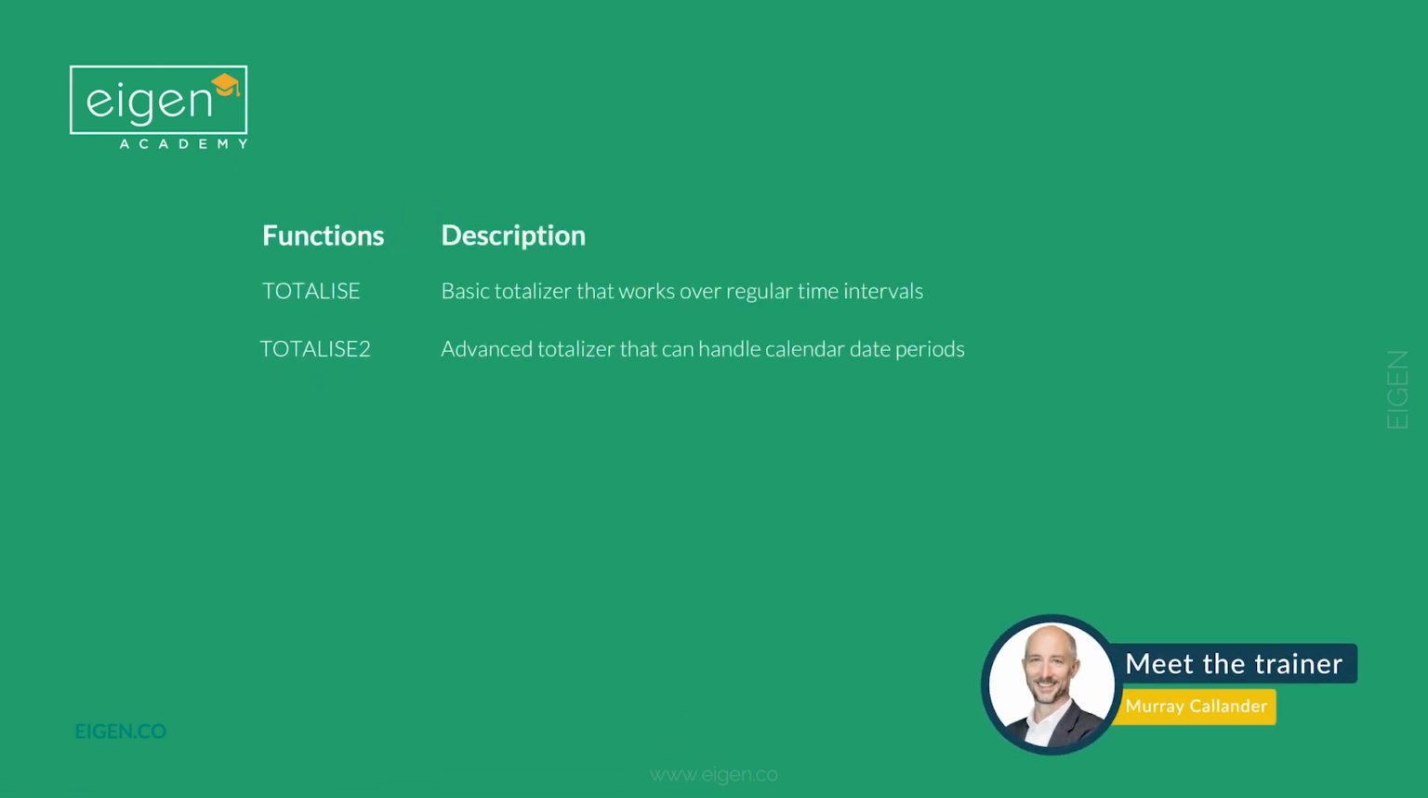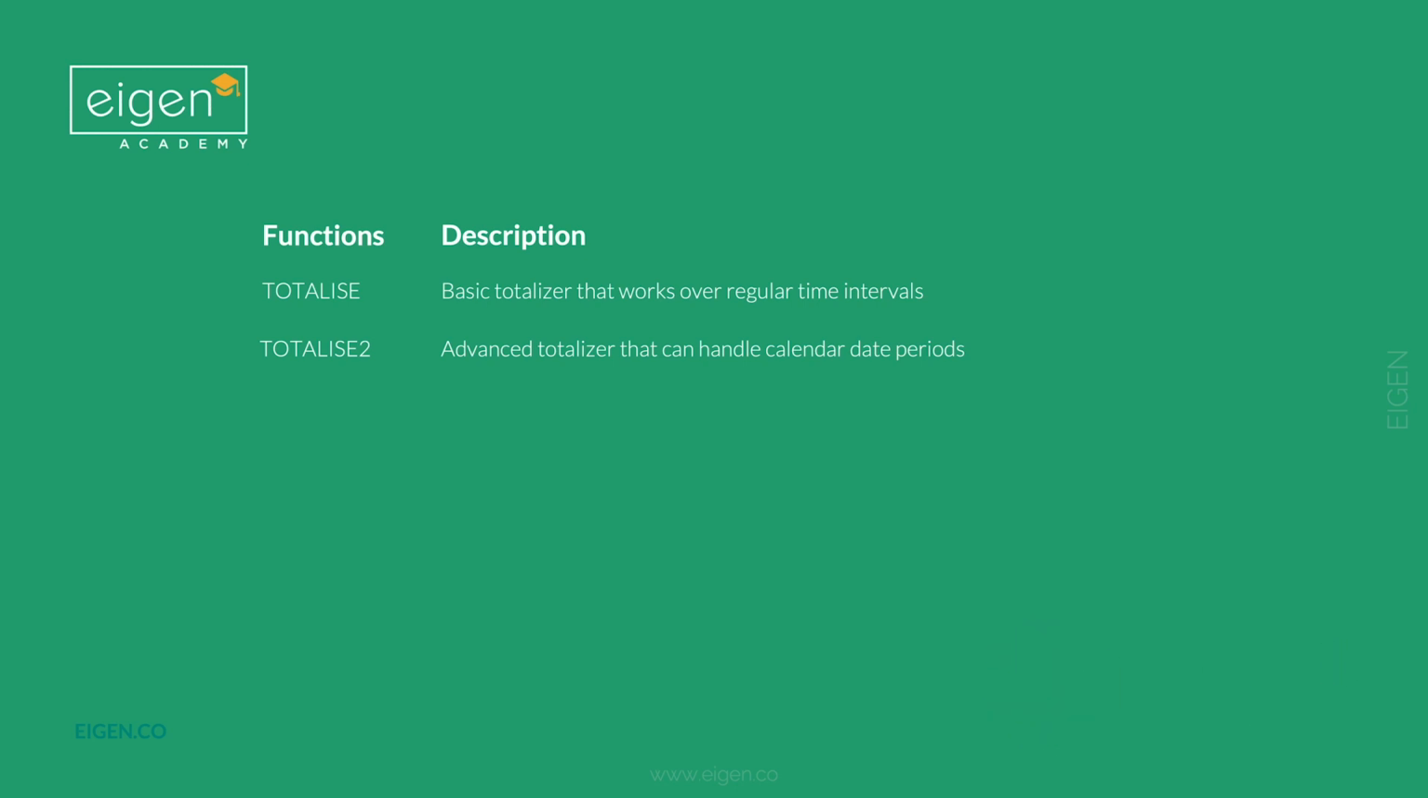Now, Totalise was the original totalizer that was developed back in about 2013. It's a basic totalizer that works over regular time intervals. This has since been superseded by Totalise 2, which is a more advanced totalizer that can handle calendar date periods. So for all cases where you totalize something, you should use Totalise 2. Totalise still exists because it means Ingenuity is backwards compatible with calcs that were made a number of years ago.